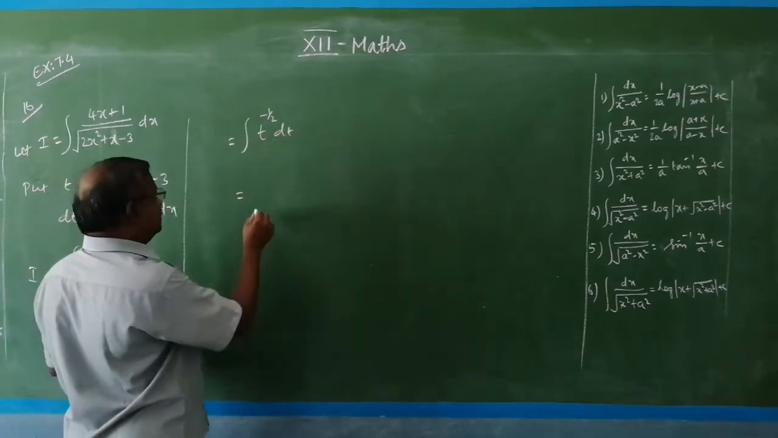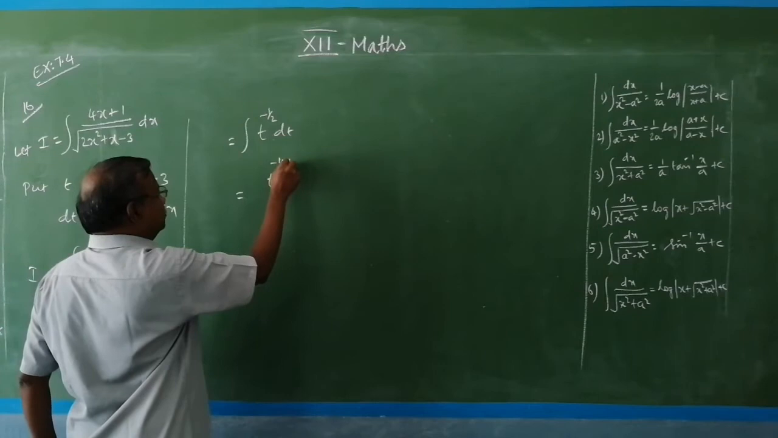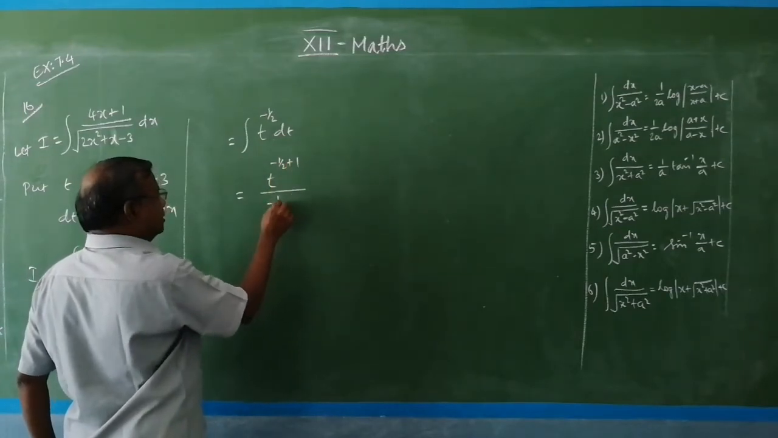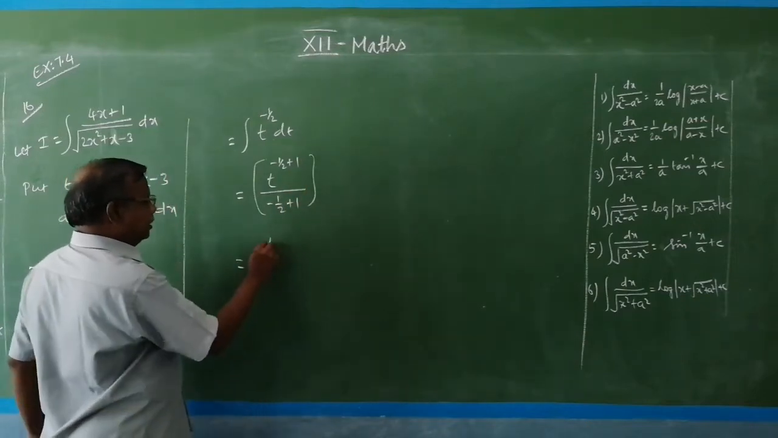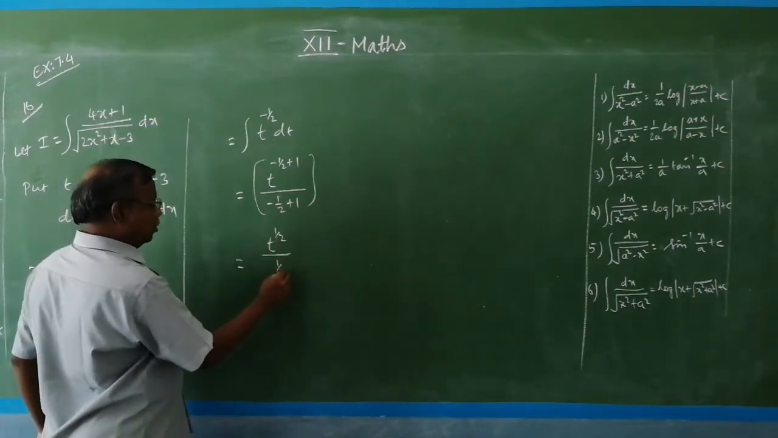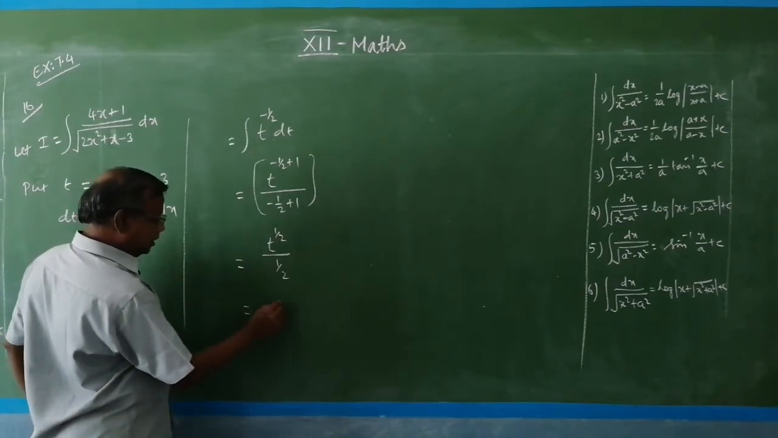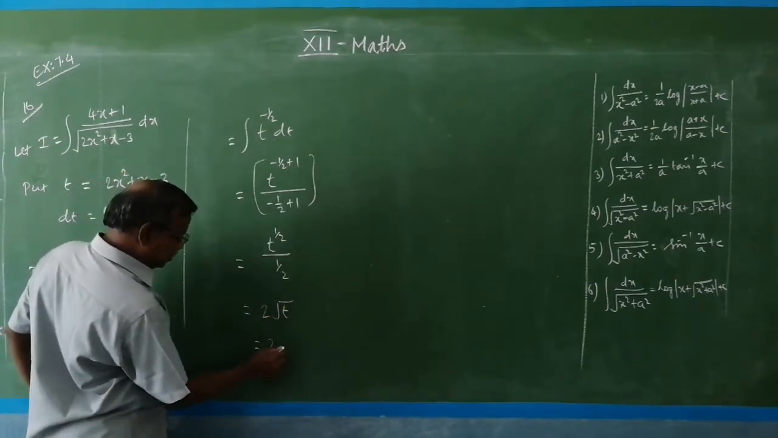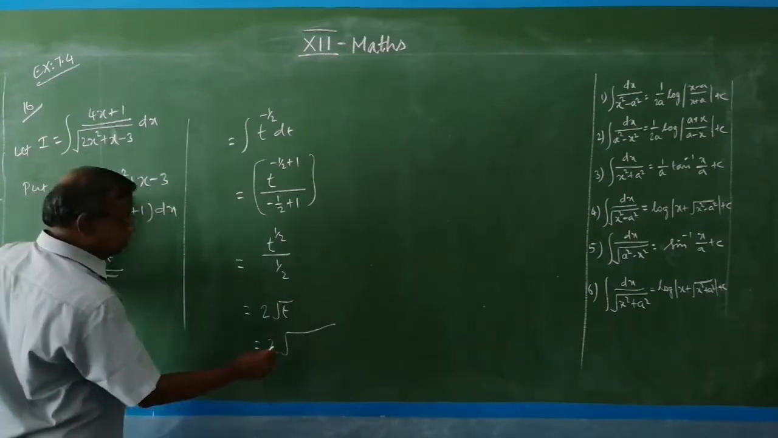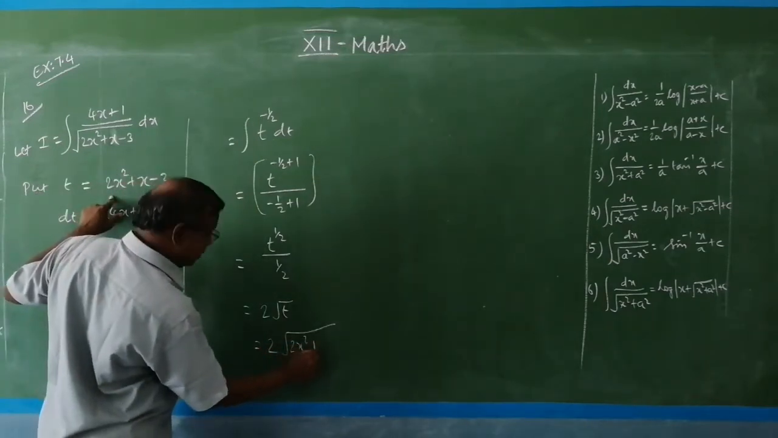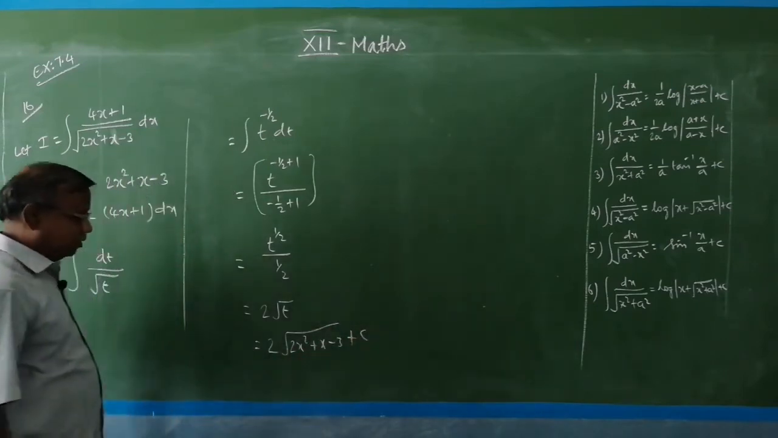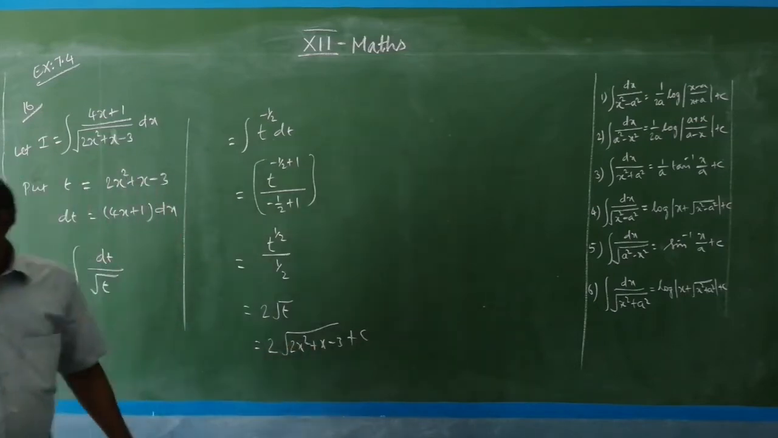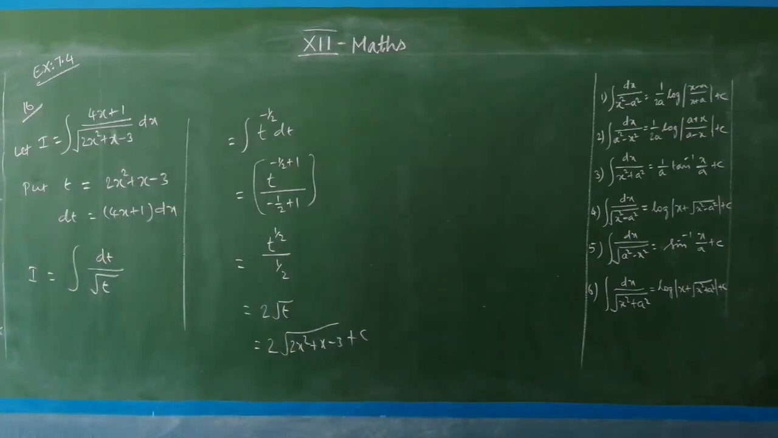While integrating this we have t power (minus 1 by 2 plus 1) divided by (minus 1 by 2 plus 1). So this is equal to t power 1 by 2 divided by 1 by 2, which is equal to 2 into root of t, that is 2 into root of (2x square plus x minus 3), and put one arbitrary constant c. So this is the answer. Next, question number 17.